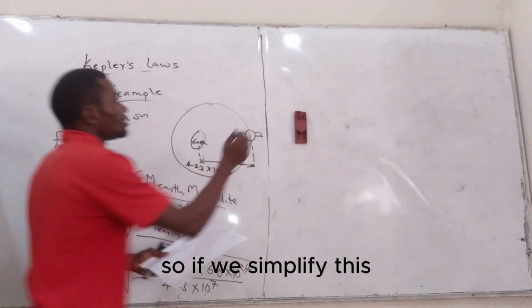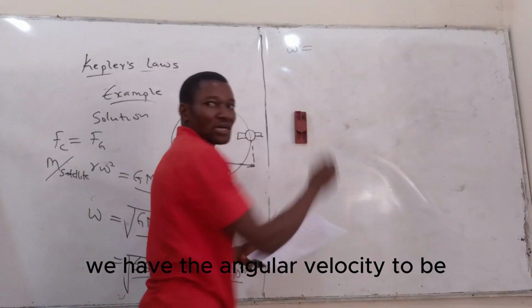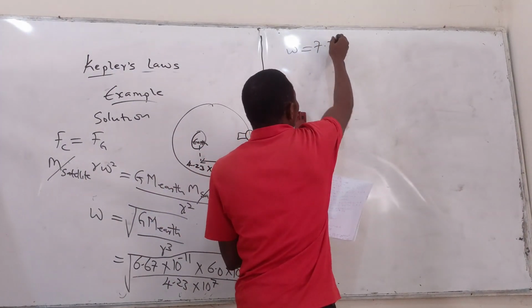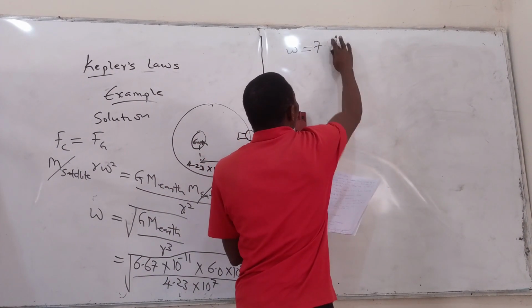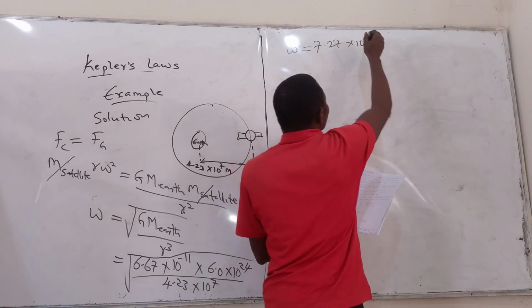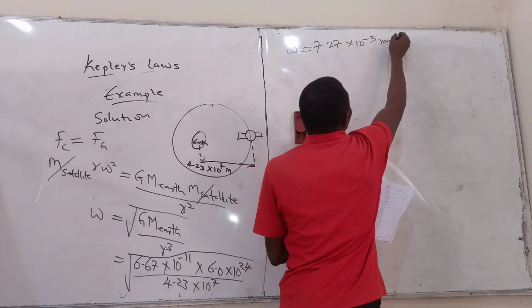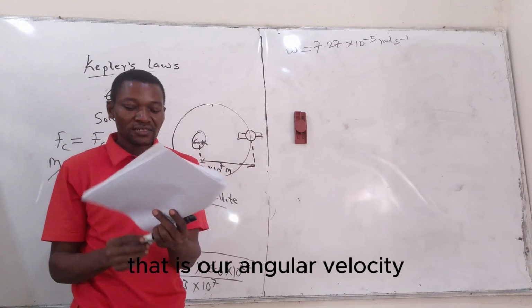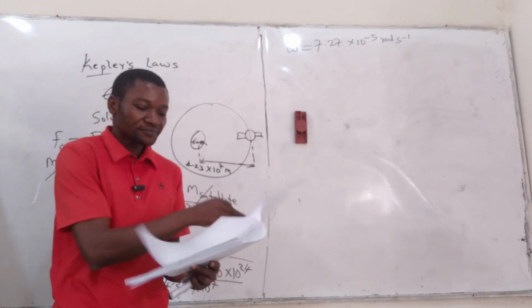So if we simplify this, we'll have the angular velocity to be this. So that is our angular velocity.